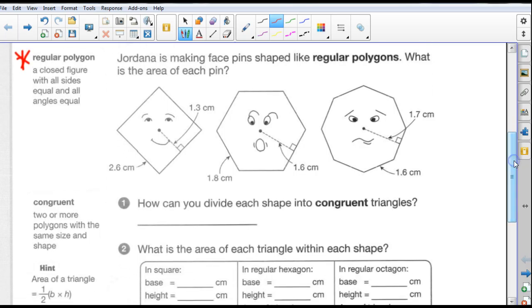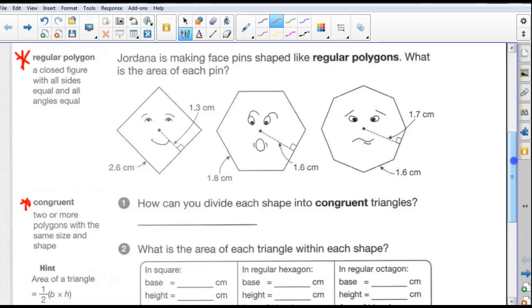Well, how can you divide each shape into congruent triangles? What does the word congruent mean? The word congruent just means two or more polygons with the same size and shape. How can you divide each shape into congruent triangles? Well, let's do the first one here.